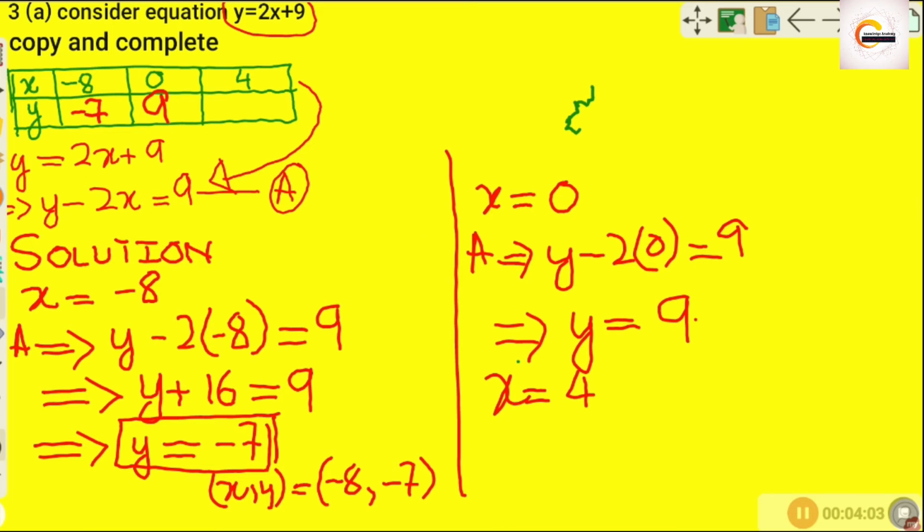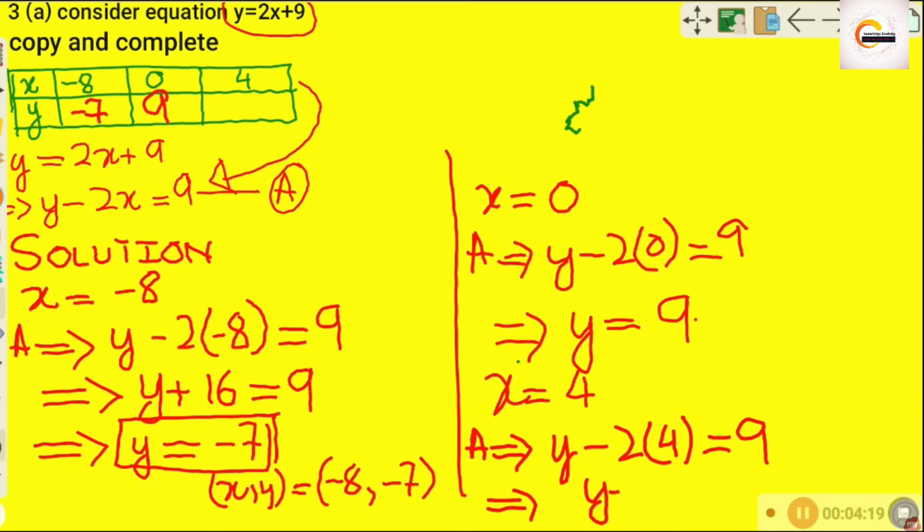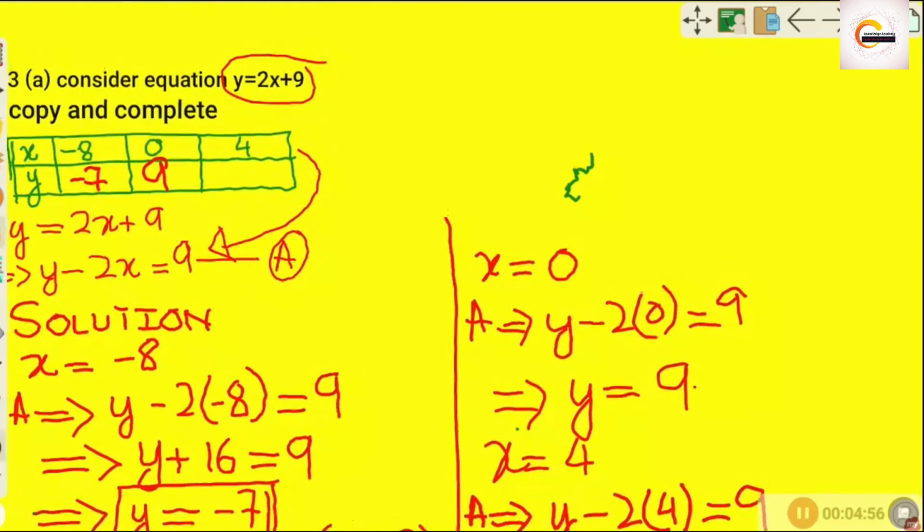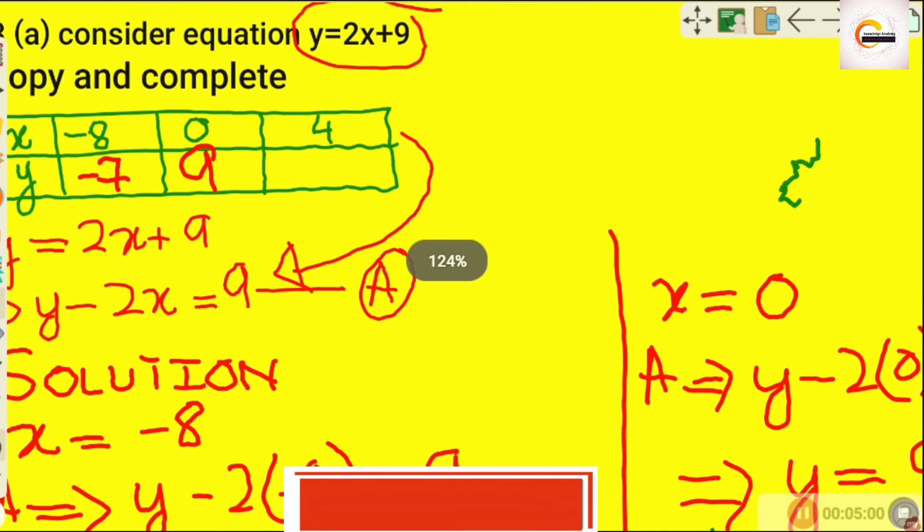Okay. Now if x equals 4, equation A will be y minus 2 into 4 equals 9. 2 multiplied by 4 is 8. So y minus 8 equals 9. Now y equals 8 plus 9. The minus 8 will go on the other side and become plus. So 8 plus 9 is 17. x comma y equals 4 comma 17. Now I am going to write this down here on the table.